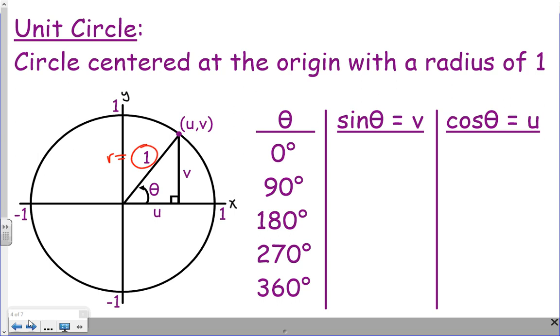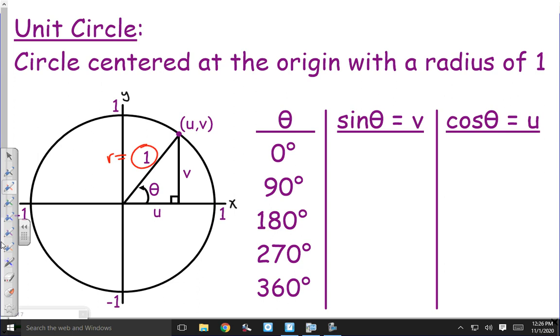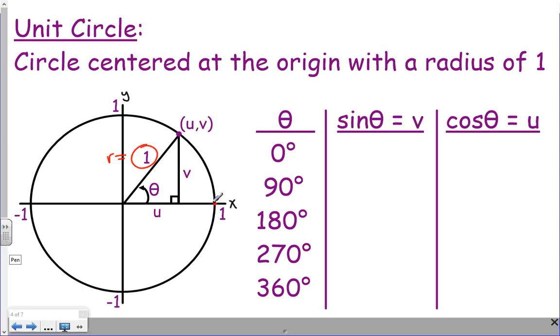All right, so what do we end up with here? Let's mark a few points on our circle, and then write down what sine of theta and cosine of theta are equal to at each of these points. So this point right here on my unit circle would be the point x is 1, y is 0. Or that is u equals 1 and v equals 0. So the sine of theta is the v value, so sine of theta would be equal to 0. And the cosine of theta is just u over r, but again, that's 1 over 1, that's just 1.